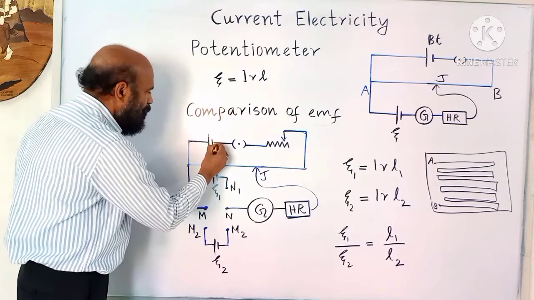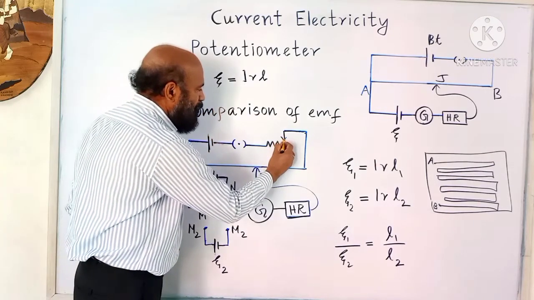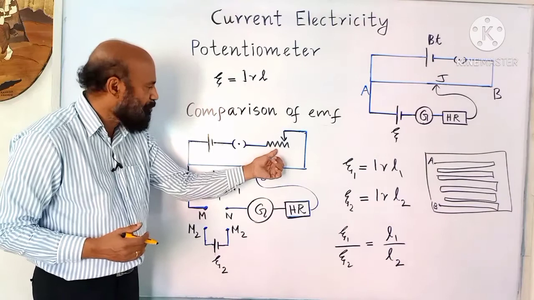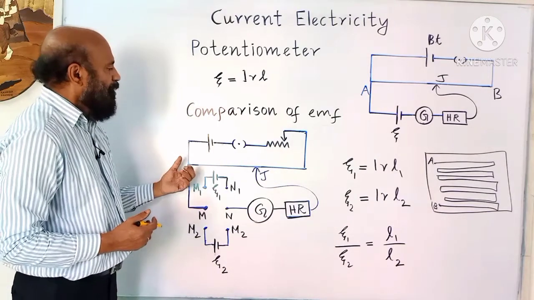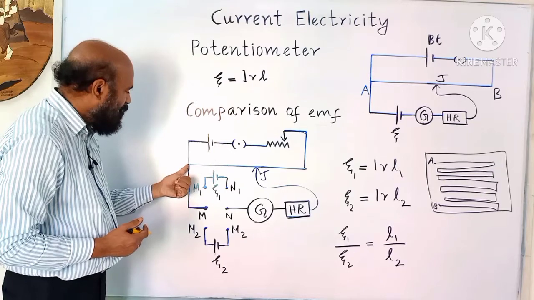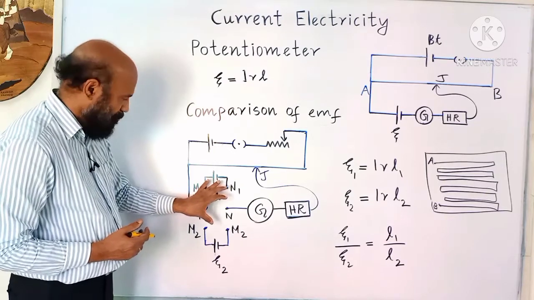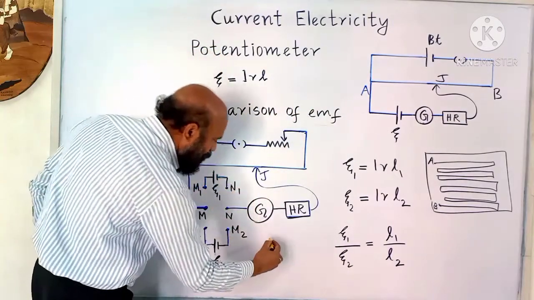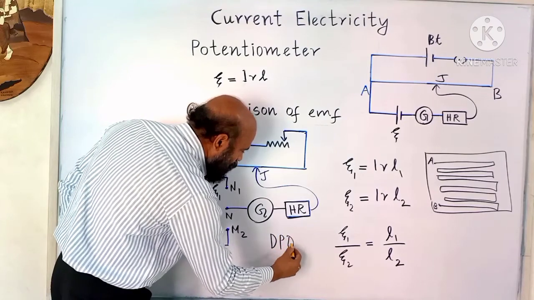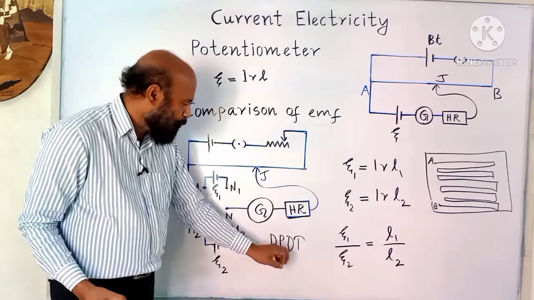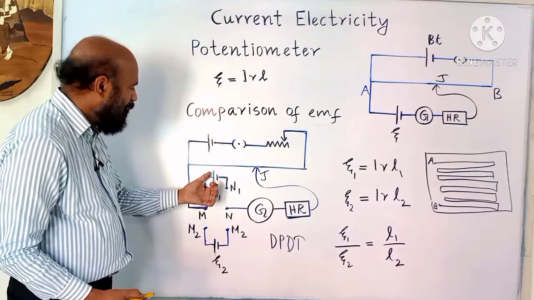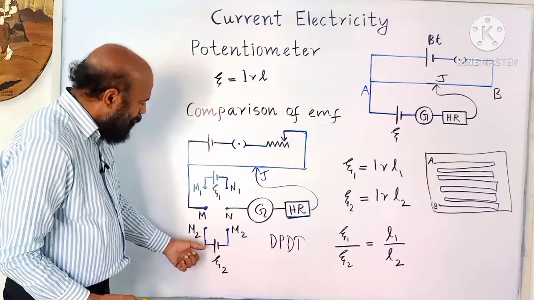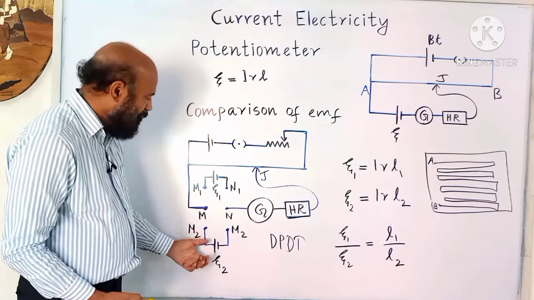Here a battery is connected, a key, then a rheostat to adjust the current through this circuit. Now the positive should be connected here. Then here there is a two-way key or a DPDT. This is DPDT, double pole, double throw. Then here you connect a Leclanche cell. Here you connect a Daniel cell. Leclanche and Daniel cells are connected here.